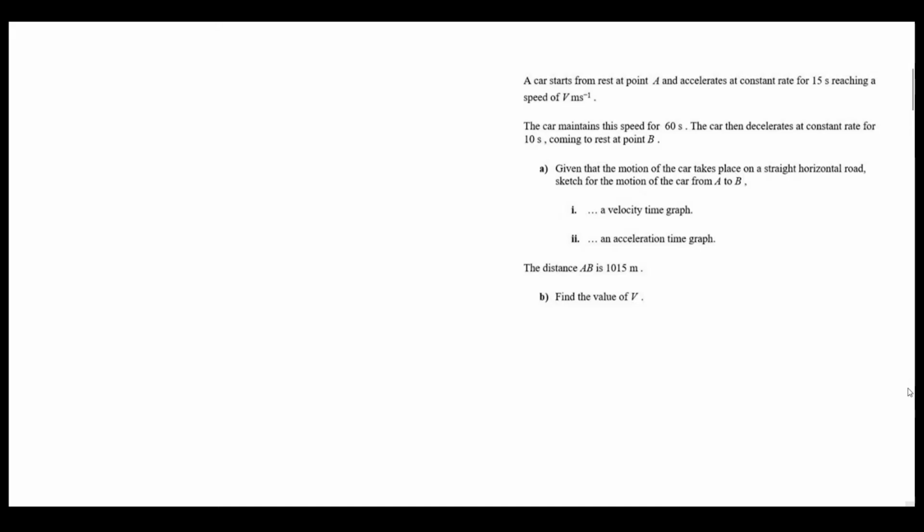So in this question, we're told that a car starts from rest at point A and accelerates at a constant rate for 15 seconds, reaching a speed of v meters per second. The car maintains this speed for 60 seconds. The car then decelerates at a constant rate for 10 seconds, coming to rest at point B.